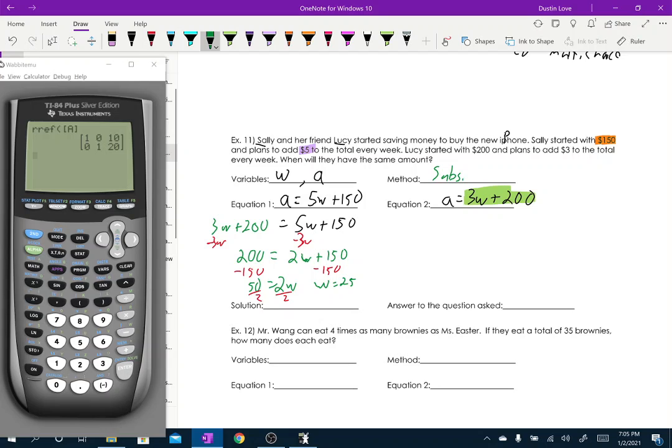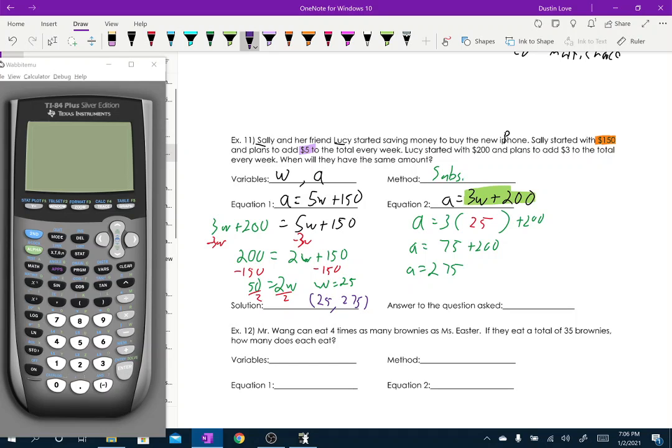25. Okay, so the solution here, well, we're going to go ahead and plug back in for my substitution step. A equals 3 times W plus 200, and I'm going to plug in my 25 there. So A equals 3 times 25 is 75 plus 200. So A equals $275. So the solution happens at the point 25, 275, where 25 is the number of weeks, 275 is the number of dollars.